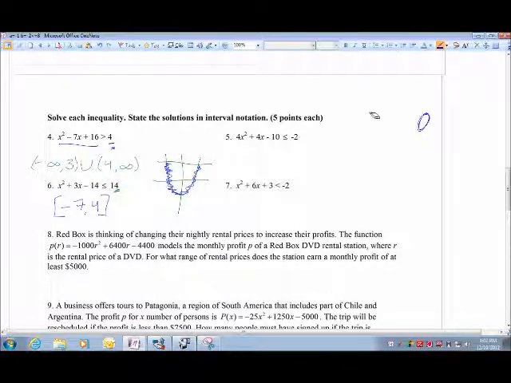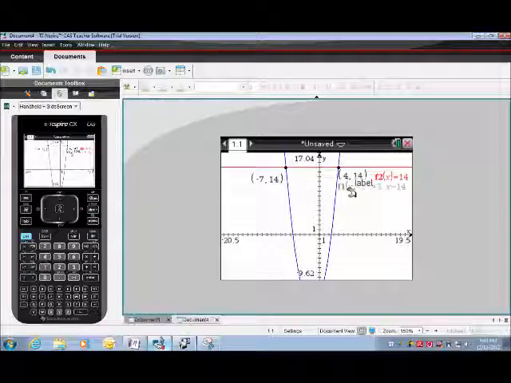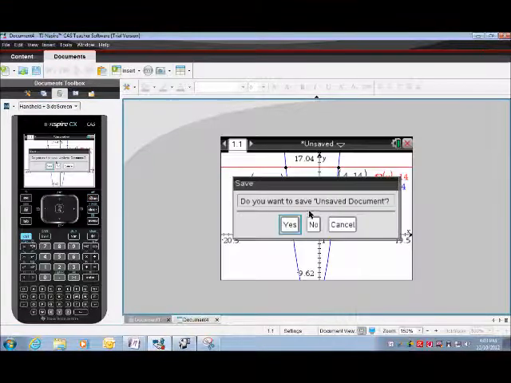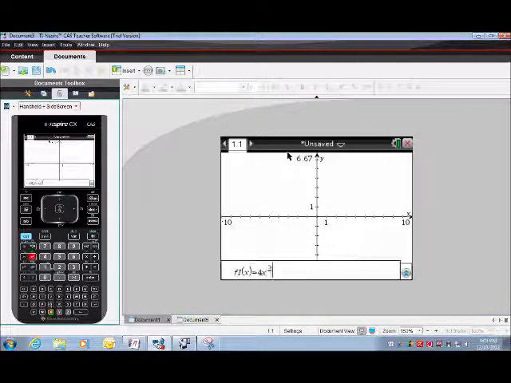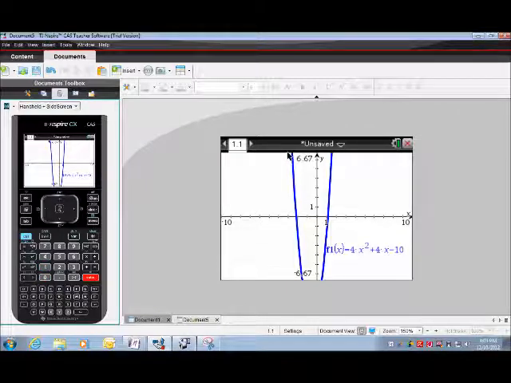Here it's saying 4x squared plus 4x minus 10. So you go to the calculator once again, same drill. Open a new graph page. And we're going to type in the left side, which is 4x squared plus 4x. I did times. Minus 10. So that's the left side of our inequality. And the right side is negative 2.